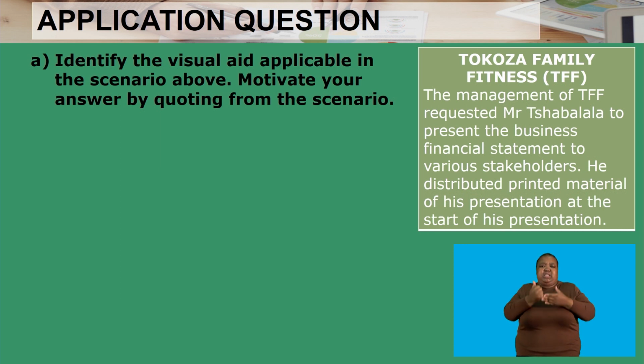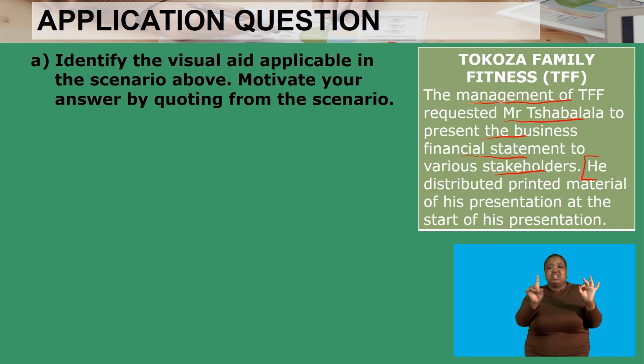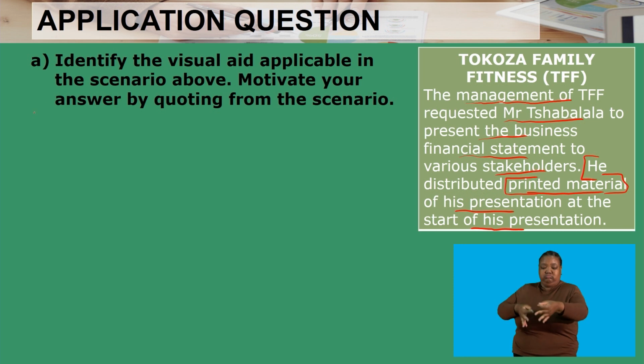So the first sentence tells you that the management of Thokoza Family Fitness requested Mr. Chabalala to present the business financial statements to various stakeholders. So there's no answer there. This is just a story about what the business was expecting Mr. Chabalala to do. The last sentence, however, says he distributed printed material of his presentation at the start of his presentation. So that is where you find your answer. Printed material. What do we mean by that? Your printed material should be this visual aid.